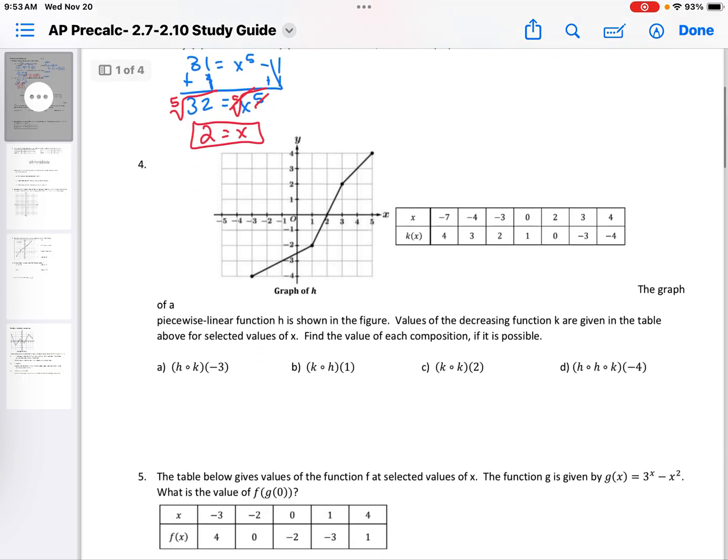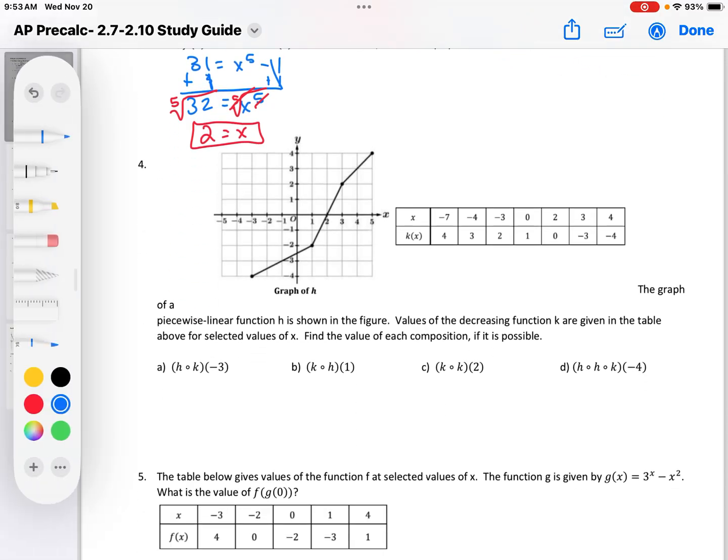All right, on the next question, we're given a graph and a table. The graph is h and the table is k, and we have to find some compositions. So h circle k of negative 3. Well, k of negative 3, I go to my k table, and I see when the input is negative 3, my output is 2. So then I find h of 2. H of 2, I'm going to use my graph, and h of 2 is equal to 0. Okay? All right, then we go to the next problem.